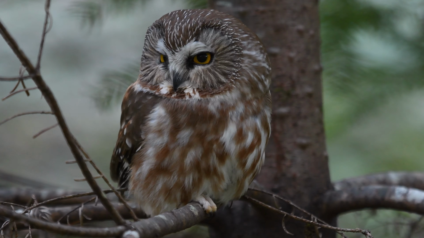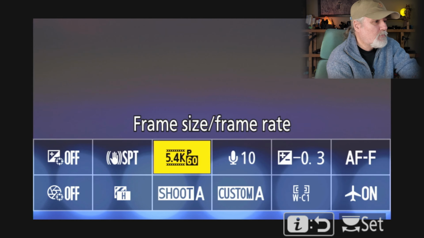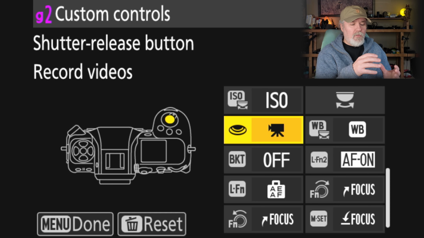So in order to access that, how I've set this up is we go back to menu, and we're going to go to custom controls. And what I've done here is, for my video mode, in order to record video, I've set my camera up where the shutter button is my start and stop for video recording. So I kind of like that. I find the video record button is a little bit far over if you're stopping and starting a lot. So I set my shutter button up as my stop and start for recording video.